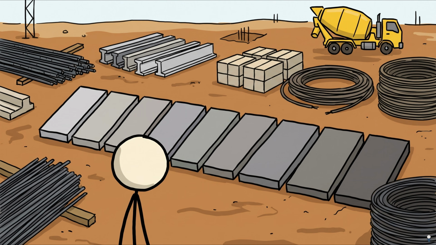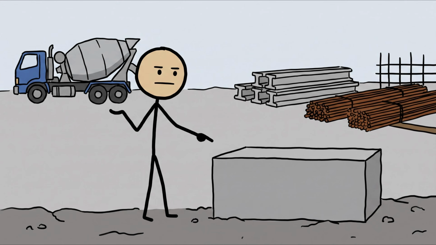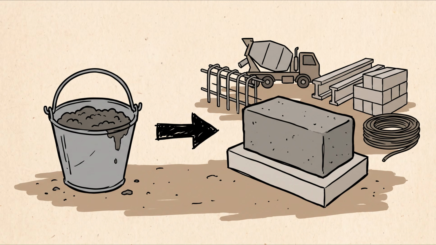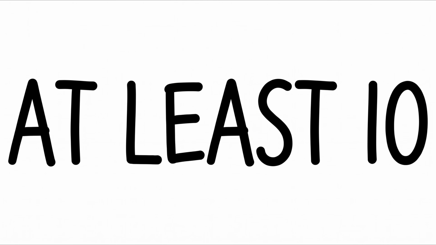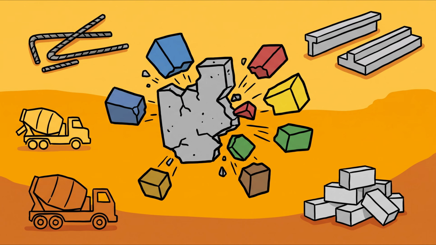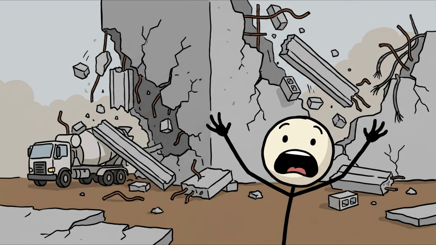Right then, 10 types of concrete you need to know about. Most people think concrete is just concrete, gray stuff. You mix it, you pour it, it goes hard. One type. There are at least 10. Each one is made differently, behaves differently, and goes in a completely different place. Use the wrong one, and the structure fails.